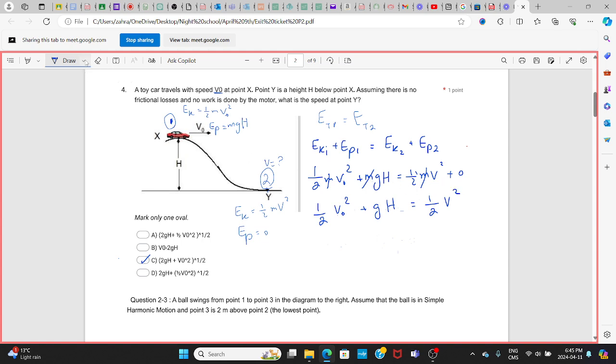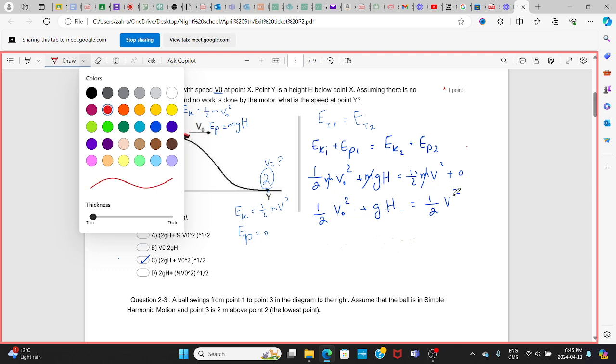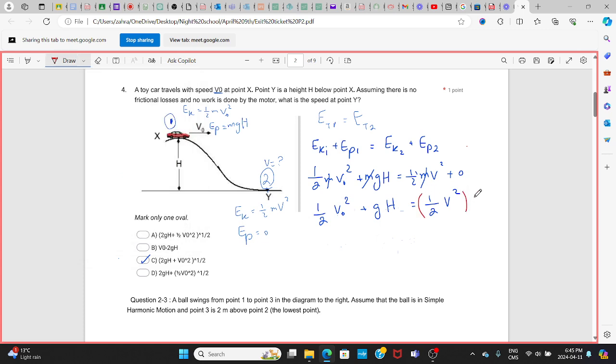And I'm gonna rearrange for v power 2. Means I need to multiply this by 2. I multiply this by 2, yeah? 2 multiplied by 1 over 2 is gone. It's gonna be v power 2. And now I'm just gonna multiply the 2 into this bracket. So 2 multiplied by 1 over 2 is gonna be v0 power 2 plus 2gh. Agree?